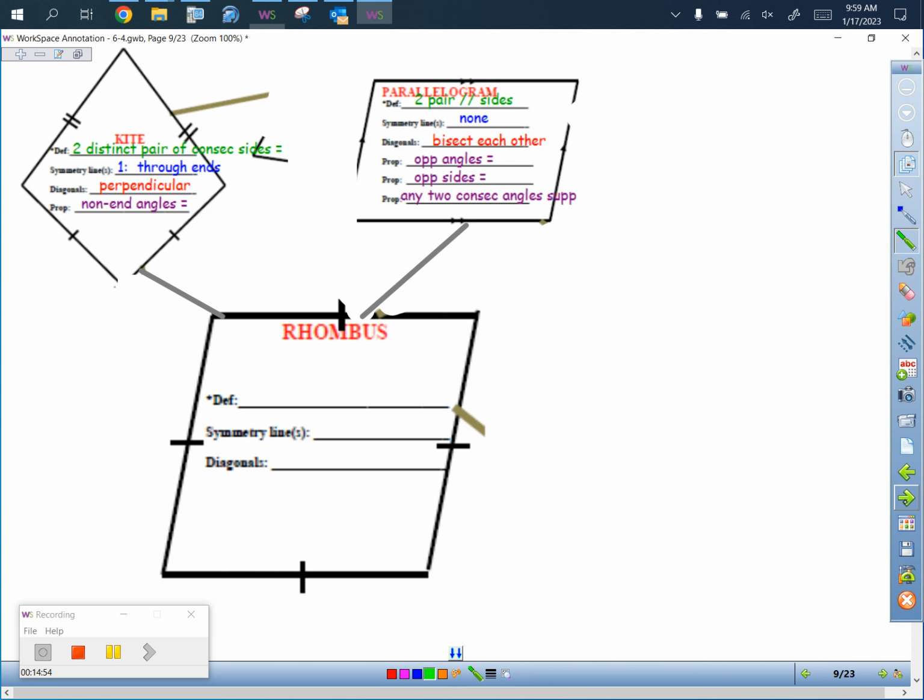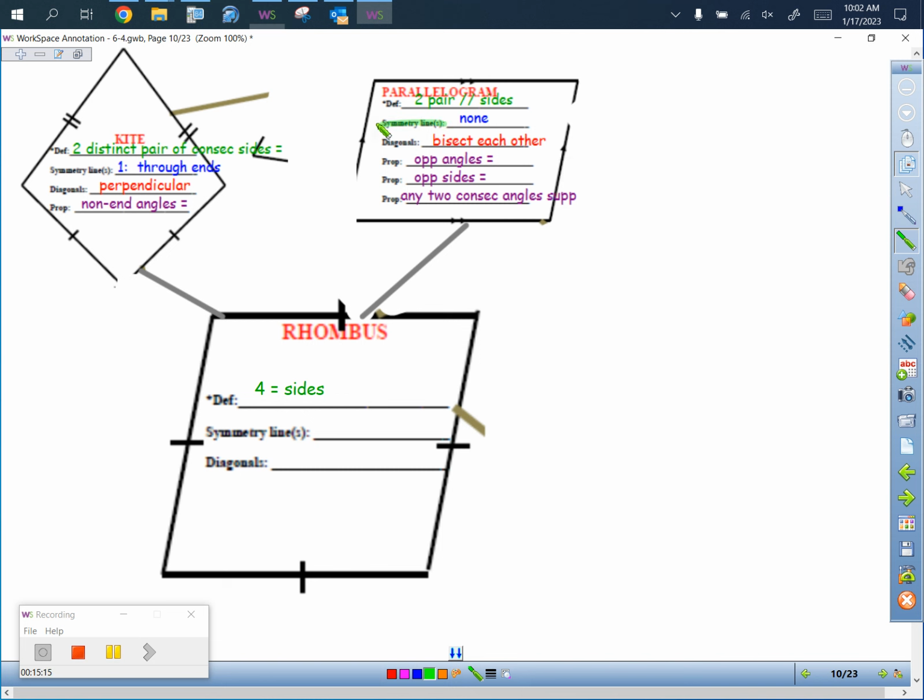Cool. All right, let's go to a rhombus. Please get its definition. Rhombus's definition has 4 equal sides. Right? You knew that. The symmetry lines are the hard part for people until they figure out how these hierarchies marry together. The parents of the rhombus are the parallelogram and the kite.